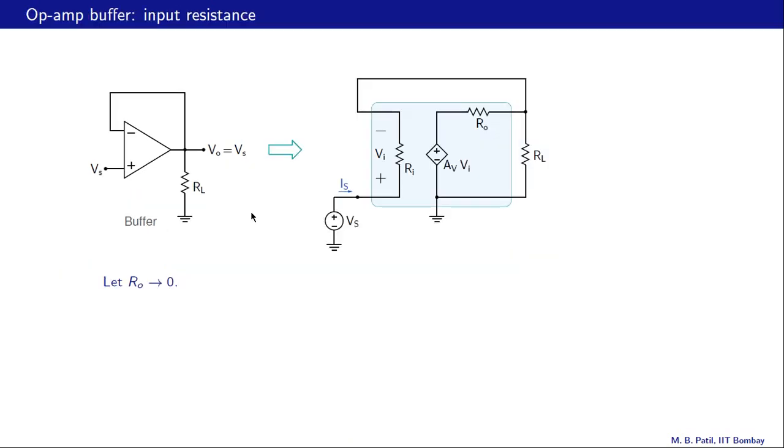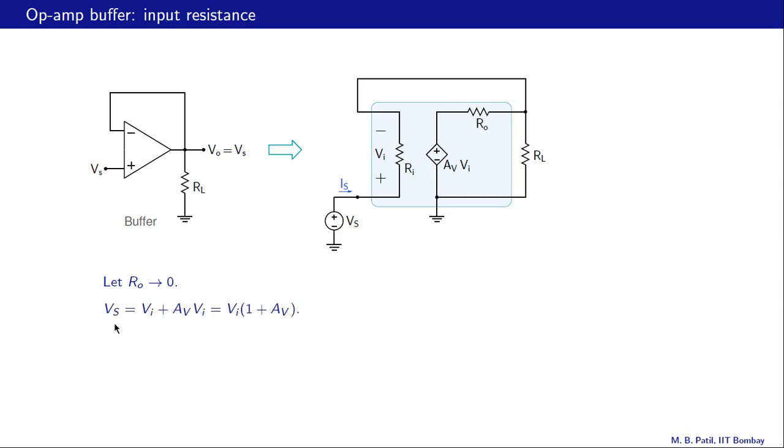Let us get back to the op-amp buffer circuit, and we are interested in finding its input resistance as seen from here. First, we replace the op-amp with its equivalent circuit shown here, consisting of the input resistance, the gain element, and the output resistance. We apply a voltage source Vs and find this current, and then the ratio of Vs and Is gives us the input resistance as seen from the non-inverting terminal of the buffer. As before, we will assume that Ro is very small with respect to other resistances, and we will treat it as 0.